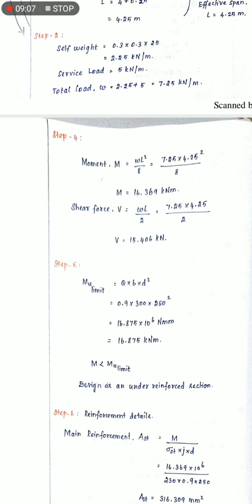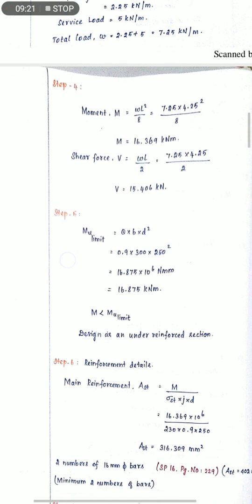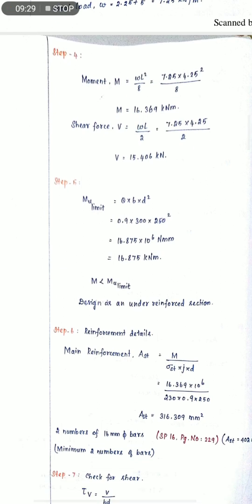Mu limit is greater here, therefore design as an under reinforced section. Under reinforced section means the tensile reinforcement fails first. Okay, so next is reinforcement calculation, the main reinforcement, or longitudinal reinforcement.